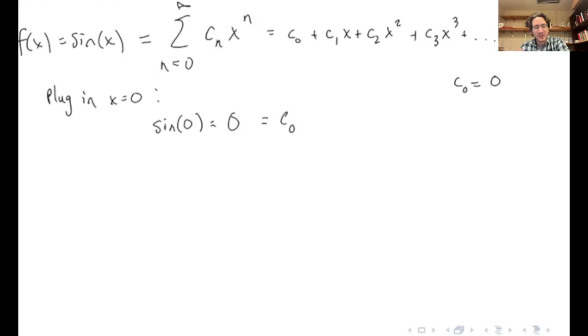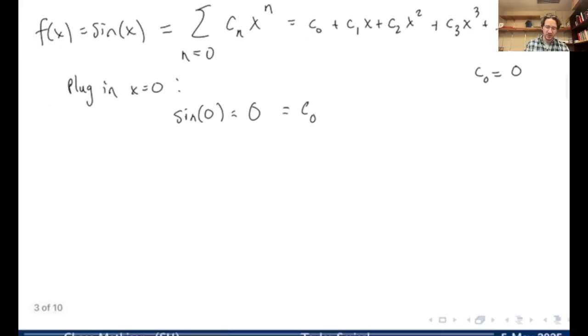However, notice if I take a derivative of sine of x, I get cosine of x. And by the way, right now I'm not worried about the interval of convergence or anything. I'm just going to assume the interval of convergence is as nice as it needs to be for me to do what I need to do. That's a very common theme in applied mathematics.